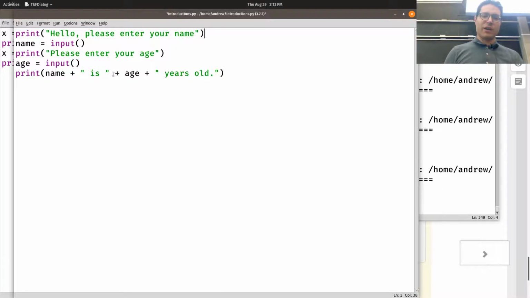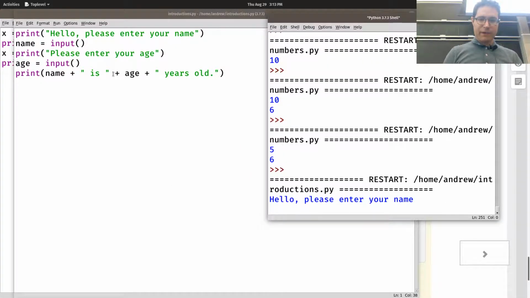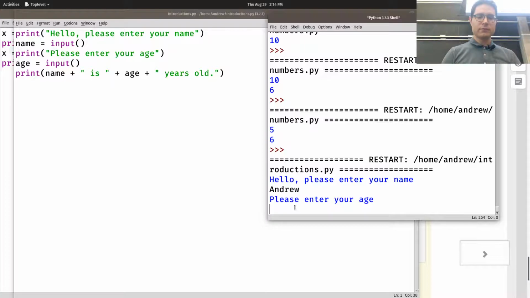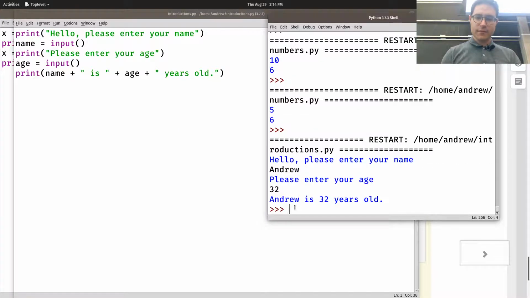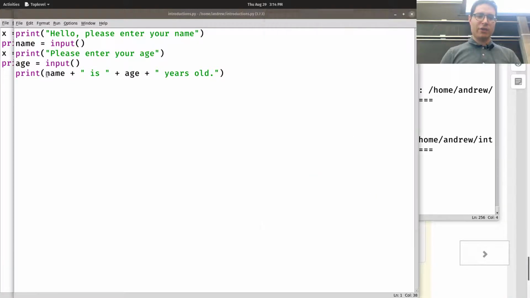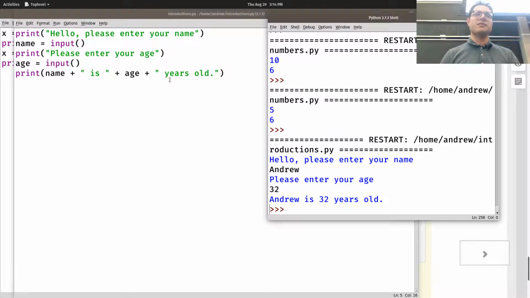But let's see what this does. First thing I'm going to do is run this. Hello, please enter your name. And now it's not doing anything. When a program sees input, it's waiting for the user to actually input something, and it's not going to do anything until it does. So I type Andrew and hit enter, and now it says, please enter your age. 32. And so now what it did is it took name, the string, and added it to space is space.